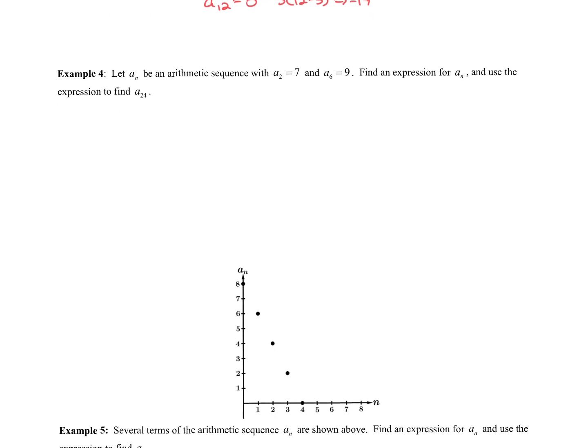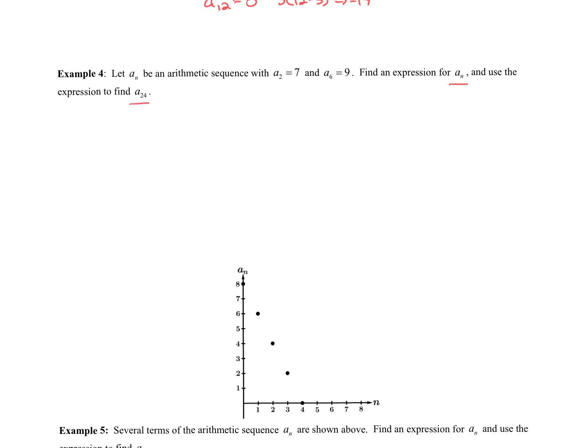Let A sub n be an arithmetic sequence with A sub 2 equals 7 and A sub 6 equals 9. Find an expression for A sub n and use the expression to find A sub 12. Love it. All right, I'm going to show you 2 ways to do it here. We're going to find A sub n and A sub 24, okay?